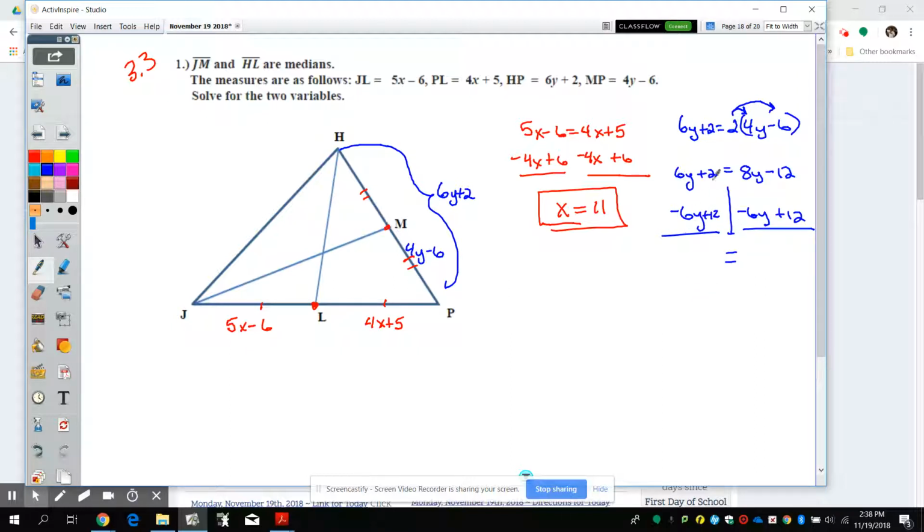6y minus 6y is gone. 2 and 12 is 14. 8y minus 6y is 2y. That's gone. Divide both sides by 2. And I get y is 7. And so that's how you solve for x and y on this question.